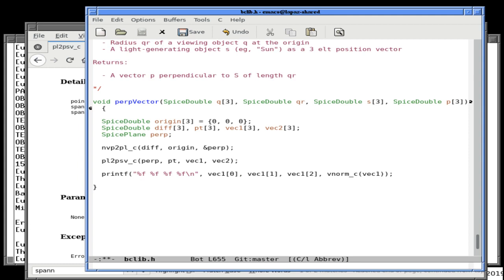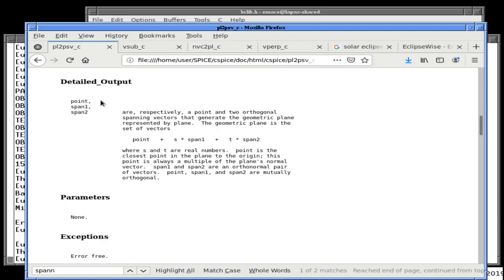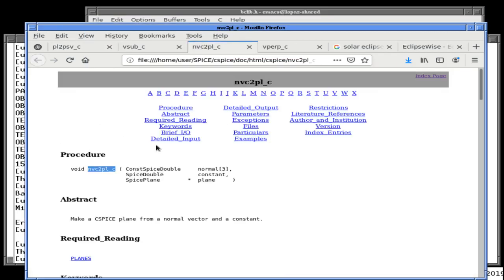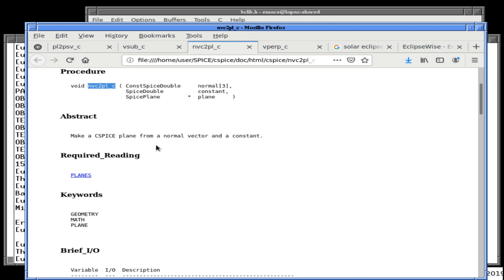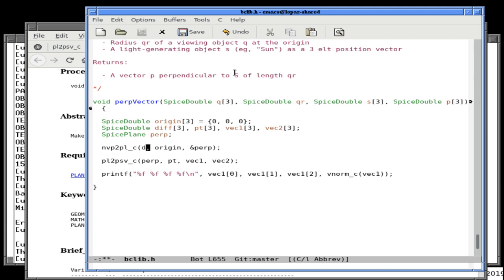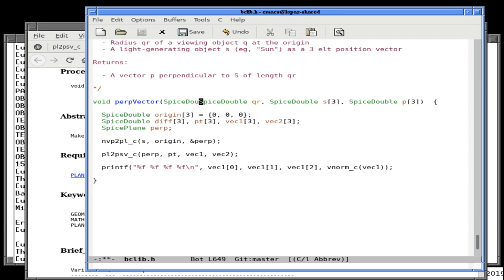NV2PL, okay, let's see. The normal vector is now going to just be S itself. And let's get rid of these inputs that we don't need. Okay, so normal to S, going through the origin, and stick the result into perp. And then take the perp, this is going to be something it gives back, which I probably don't care about. Given the perpendicular plane, give me back two spanning vectors, and we'll just look at one of them. So there we go.